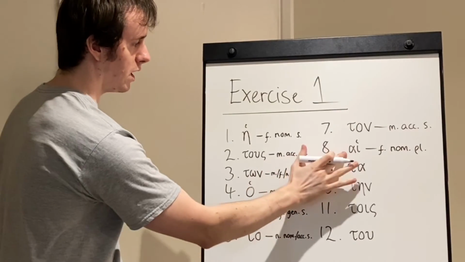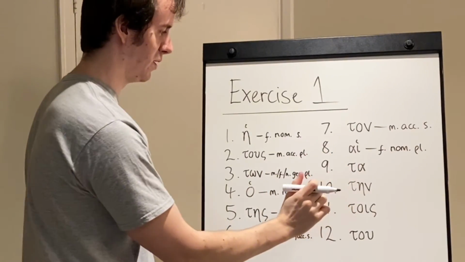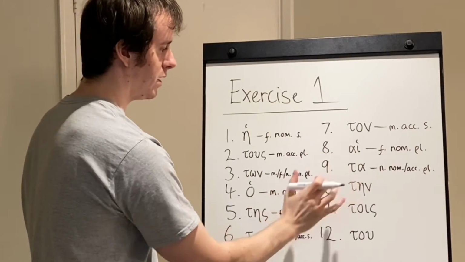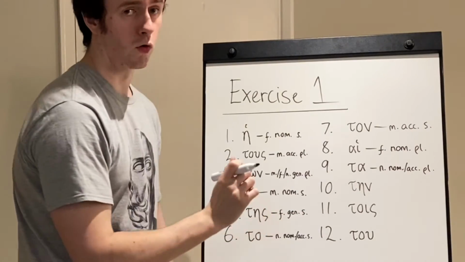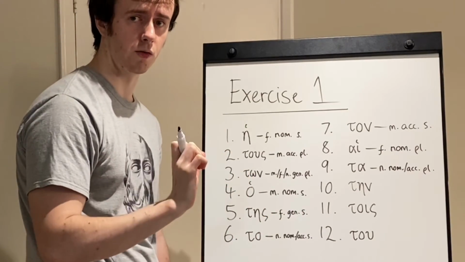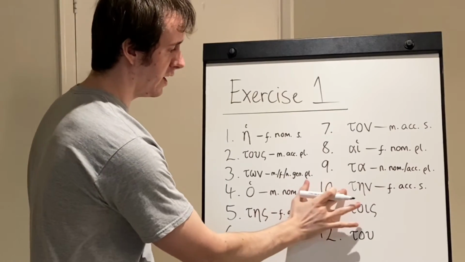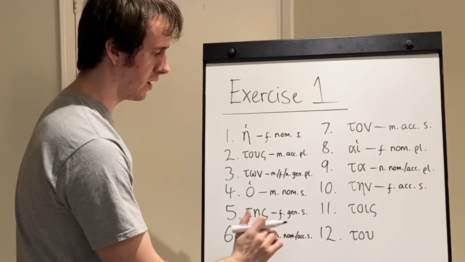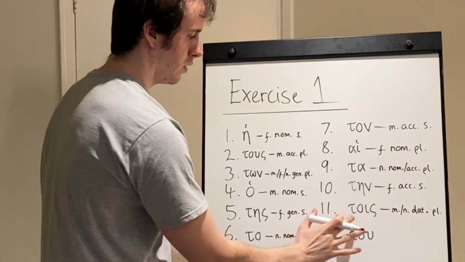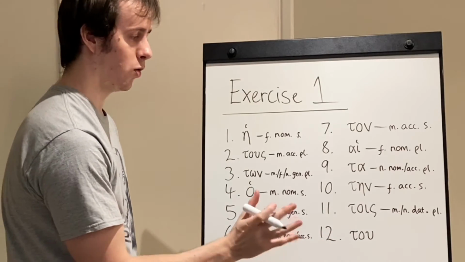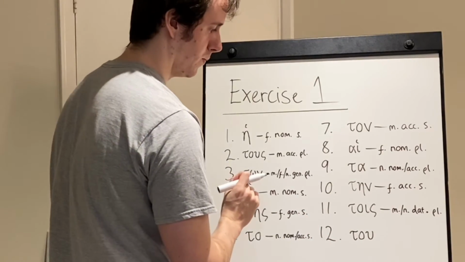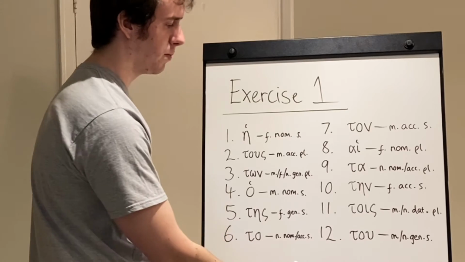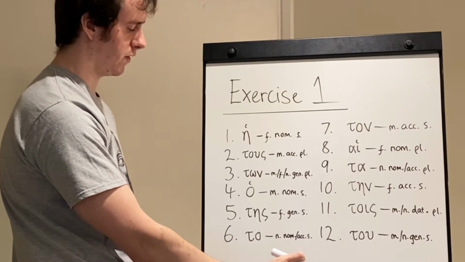Number 8, hai is feminine nominative plural. Number 9, ta is neuter nominative or accusative plural depending on the context. Number 10, ten is feminine accusative singular. Number 11, tois is masculine or neuter dative plural. And finally, tu is masculine or neuter genitive singular.